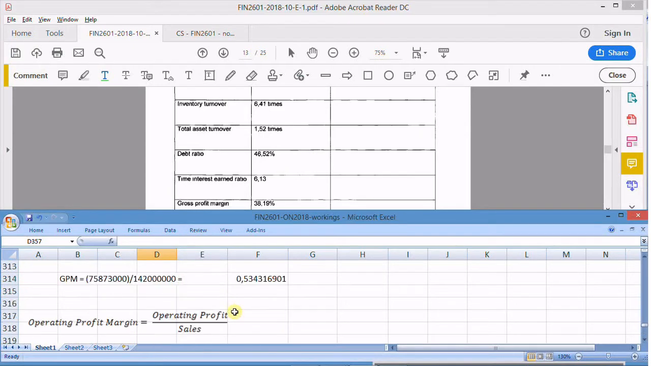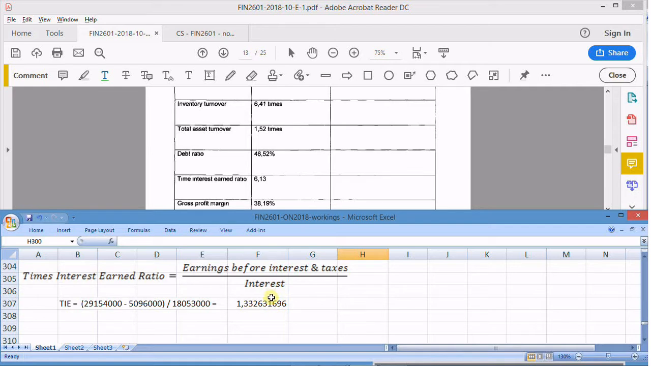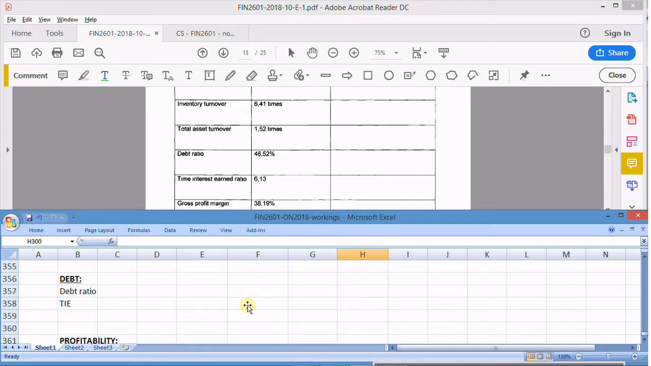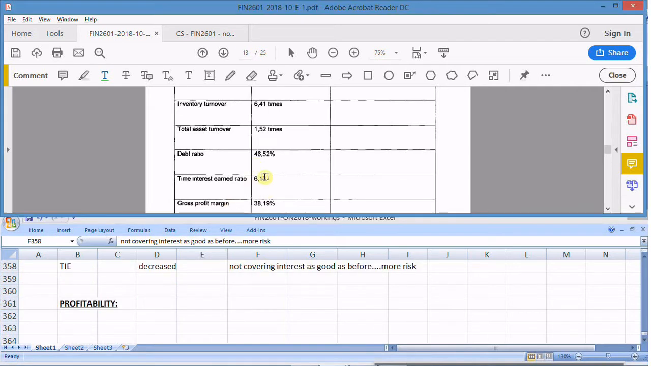So what was our debt ratio? Debt ratio 44%. Went down. So if we times by 100, went down. Went down, hey? Mm-hmm. Okay, so that's less. So there's less debt, so it's more conservative. Times interest earned also went down. Yeah. Okay, so we don't cover our interest as much as we did before. Okay, so let's put a note there. Okay, decreased. Right, so not covering interest as good as before. Okay, so more risk. Debt ratio, less debt, overall less risk. Okay. Yeah.